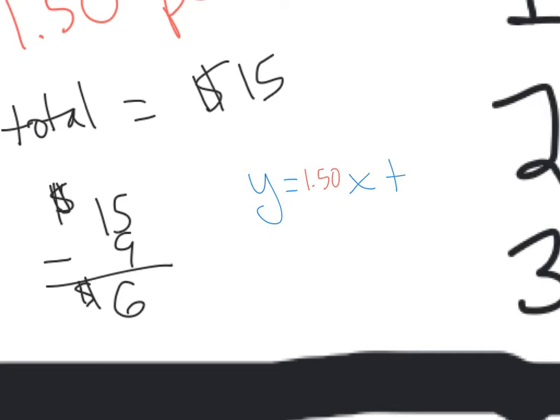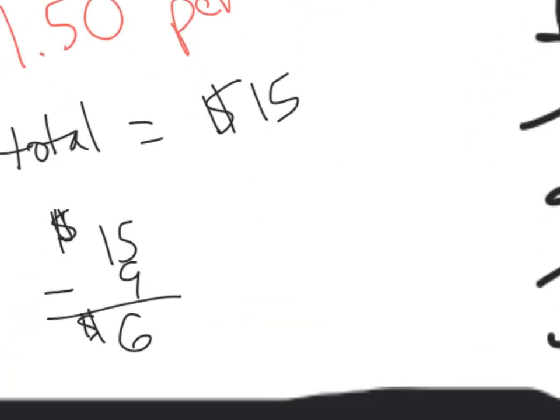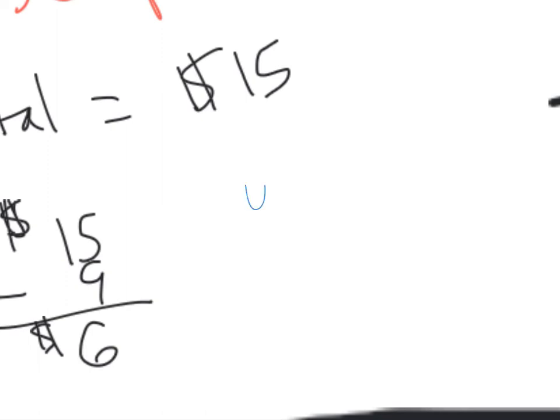Where x is the number of hours I rented for, and y is the total amount that I pay at the very end. But before I even take it out for a ride and start accumulating those hours, I have to pay that initial fee of $6. And that's going to be your y-intercept. So let me write that a little bit neater now. Your equation is y equals 1.5x plus 6.